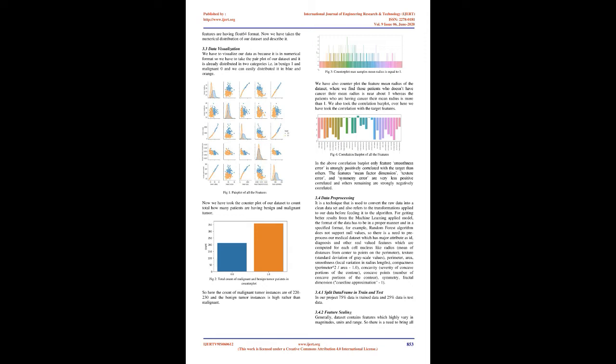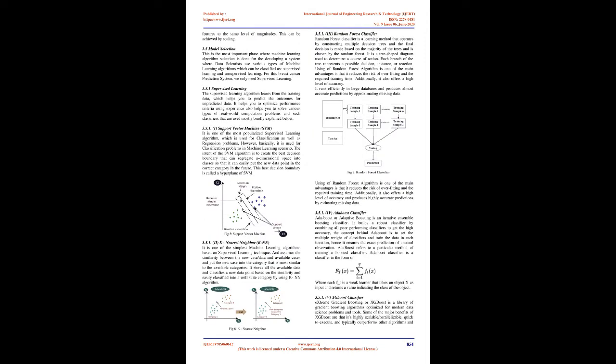3.3 Data Visualization. We have to visualize our data because it is in numerical format, so we have taken the pair plot of our dataset, and it is already distributed in two categories, i.e. benign 1 and malignant 0, and we can easily distinguish them in blue and orange. Now we have taken the count plot of our dataset to count how many patients have benign and malignant tumors. So here the count of malignant tumor instances is around 220 to 230, and the benign tumor instances are higher than malignant.